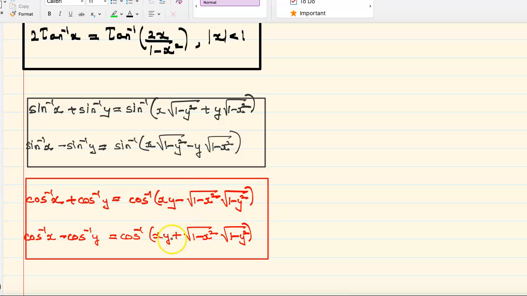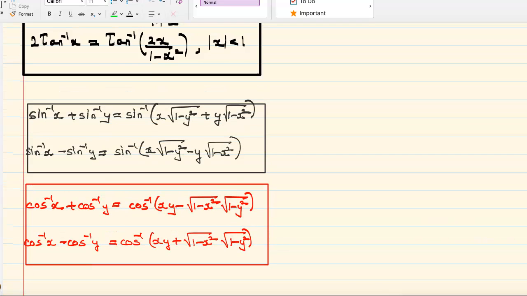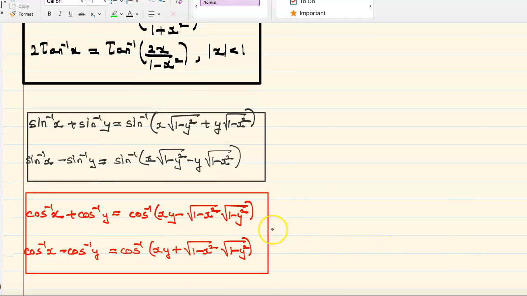Again, cos inverse x plus cos inverse y is cos inverse of (xy minus root 1 minus x squared into root 1 minus y squared). Cos inverse x minus cos inverse y is cos inverse of (xy plus root 1 minus x squared into root 1 minus y squared). Again, there is only a difference of minus between the cos inverse x plus cos inverse y and cos inverse x minus cos inverse y. So I hope these formulas will help you in practicing problems before your exam. So do practice. That is the only way you can learn mathematics. Thank you.